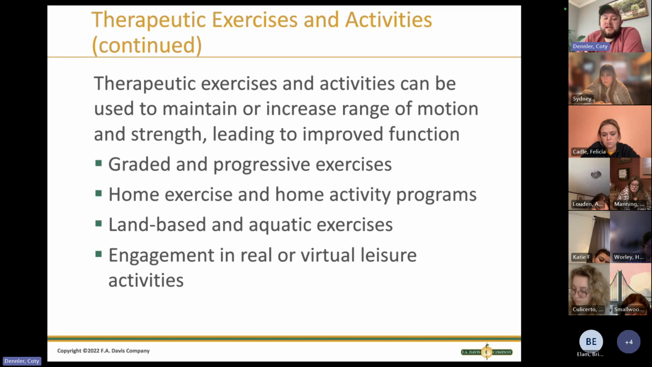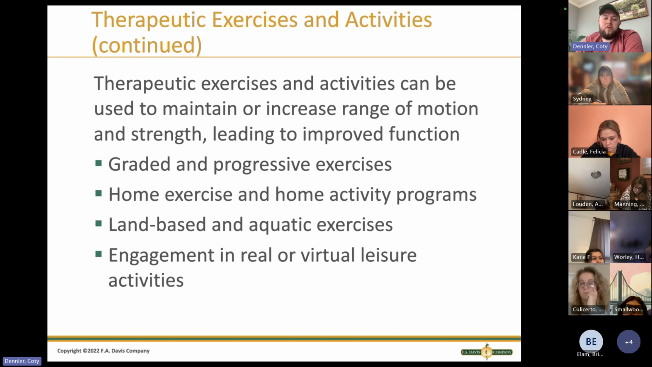If your patient's coming in the next day of therapy and says, man, my shoulders are killing me, I didn't sleep last night, you way overdid it with the patient. You might give them a home exercise program or a home activity program. Maybe land-based, maybe aquatic exercises if you want. If you have that opportunity, water is amazing for arthritis. It makes it feel good. So get in the water if you have the opportunity to.